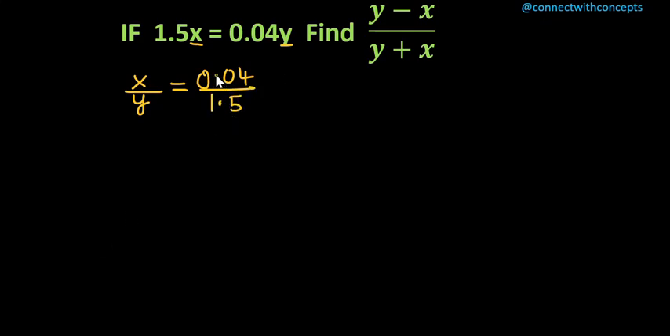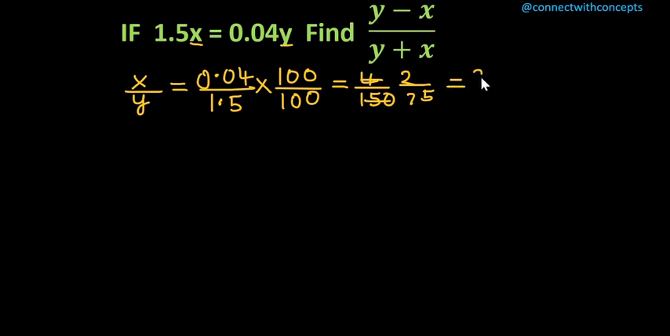Now this has a decimal point, so I want to get rid of it, so I am trying to find an equivalent fraction without the decimal point. If I want to move this decimal 2 steps ahead, I have to multiply this by 100. Now as this is an equivalent fraction, I have to multiply the denominator also with 100. So this will give me 4 over 150, and after simplifying it further I am going to get 2 over 75, and that is nothing but the value of x over y.